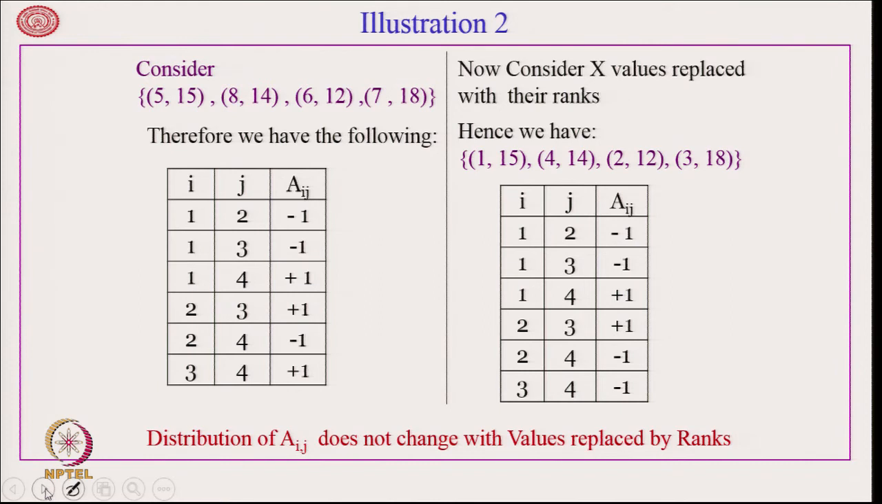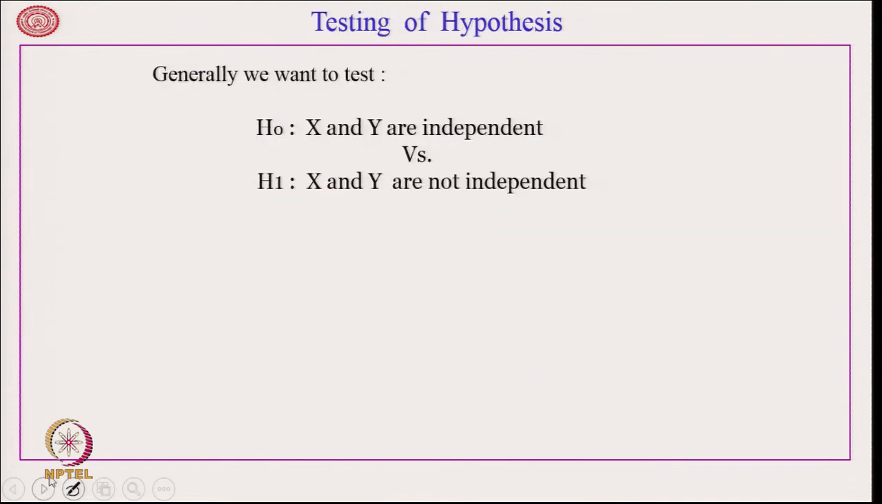What is the advantage? The advantage is that instead of numeric values, if we had A, B, C, etc., and they can be ordered perfectly, then there is no change in the value of the measure of association, namely Kendall's tau. So, generally we want to test if x and y are independent versus x and y are not independent.